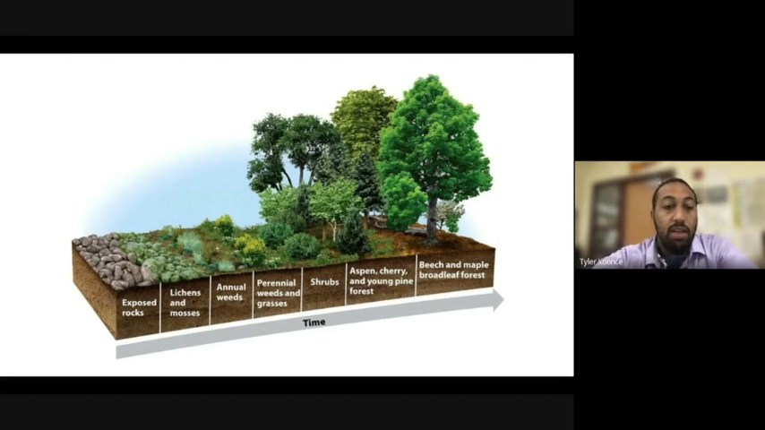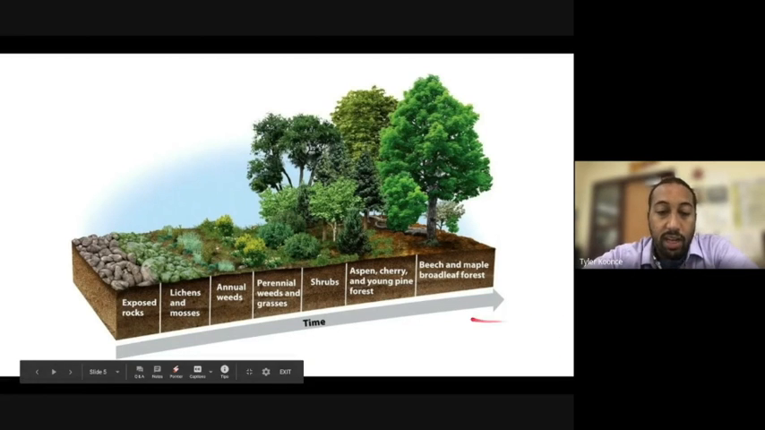So this is an overview of what succession looks like. We can start with something that's just exposed rocks and move our way into having this nice forest. It's going to take time and some different things to make that happen. So we'll talk about those.